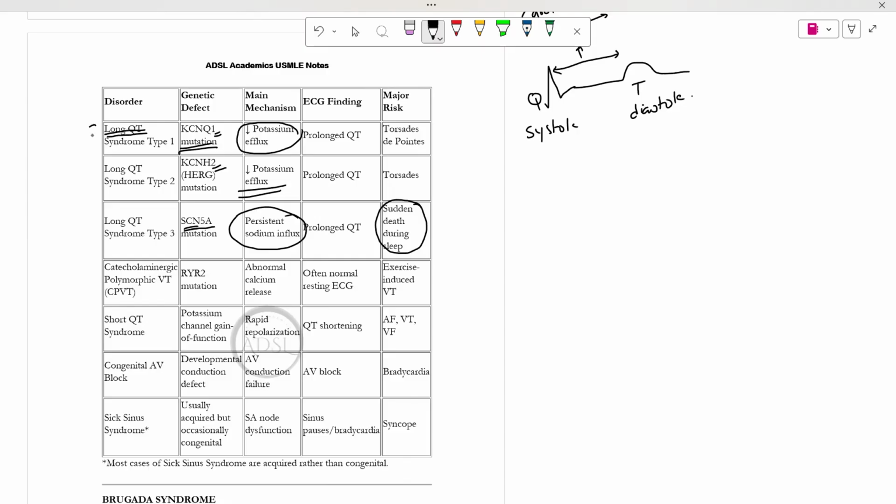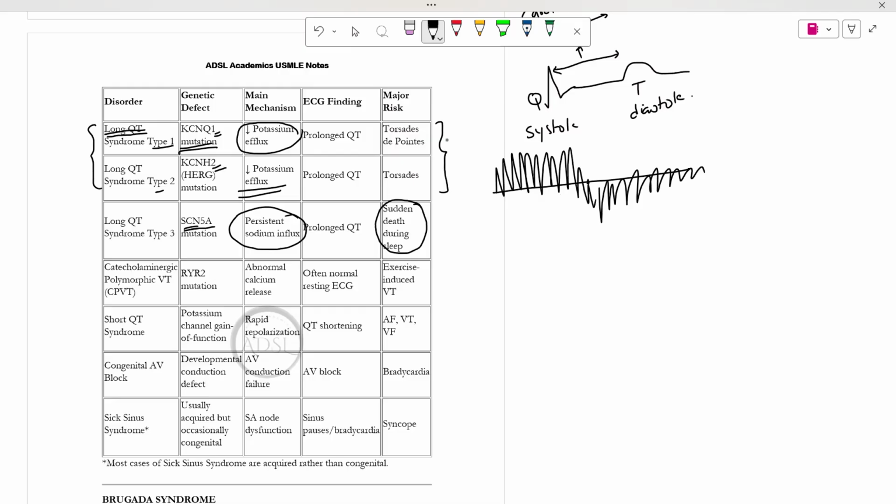Apart from that, there are two other types of long QT syndrome, type 1 and type 2, and these are associated with potassium efflux. As the name suggests, all three of them will have a prolonged QT interval. Of these, 1 and 2 will present as torsades de pointes. Torsade means turning. So you will see an ECG going in an upward direction, and suddenly the ECG goes in the downward direction as if it has been twisted.